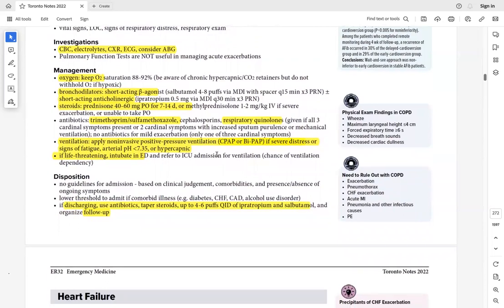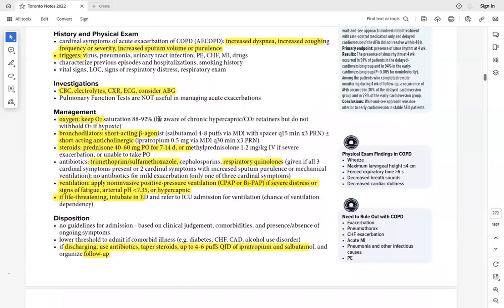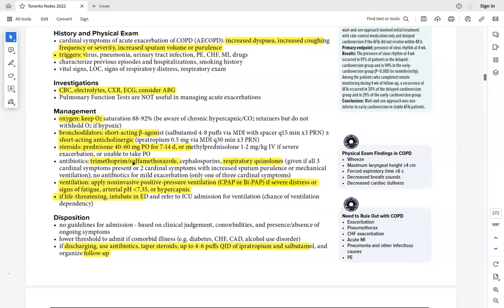And when are we starting the patient on antibiotics? If they give us any two of the symptoms: the patient has increased sputum production, dyspnea, and increased cough. So if any two of these are present, we will start the patient on antibiotics along with this. Mostly they will give you all three of these symptoms or two of these symptoms. So we have to write antibiotics.